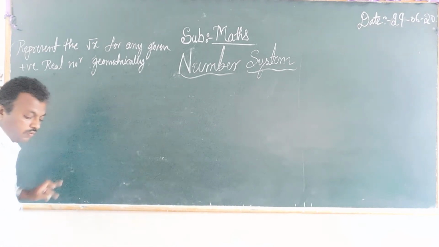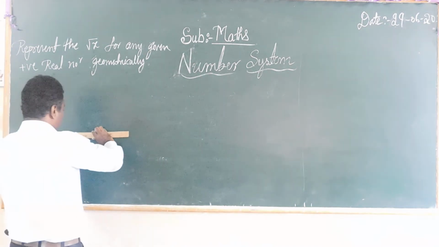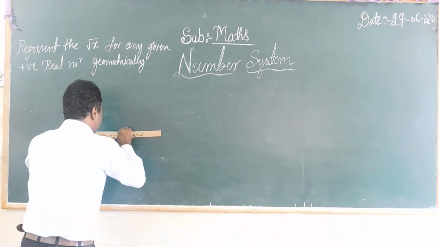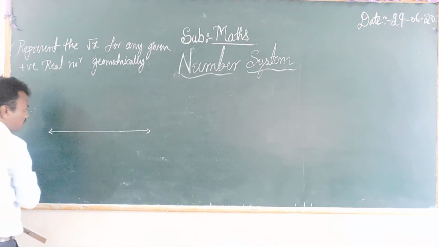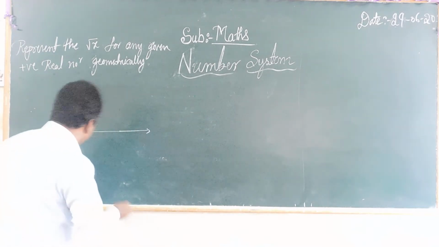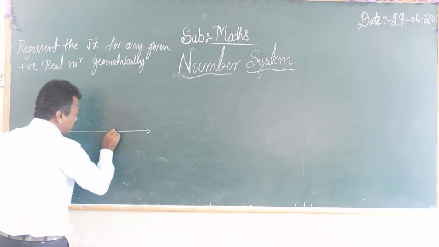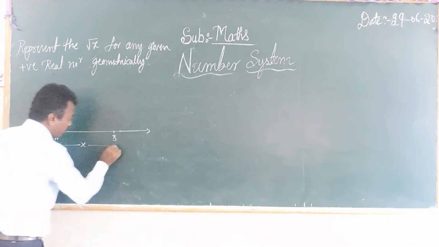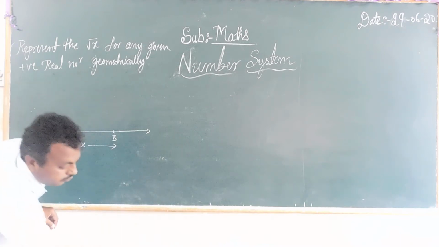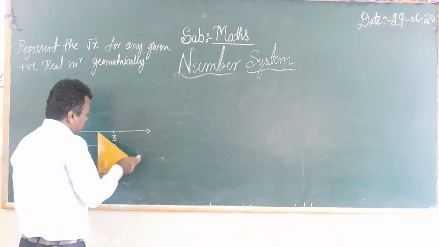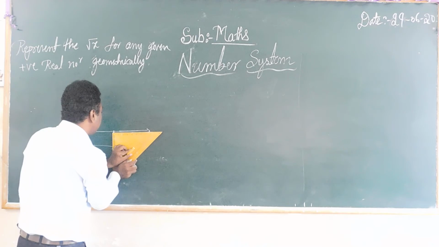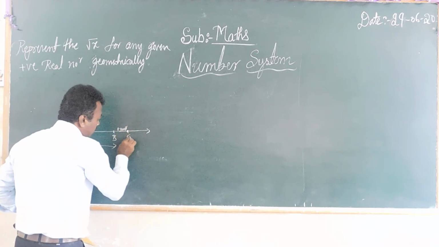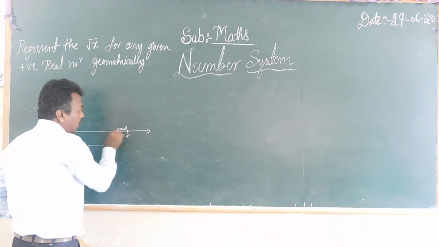So first we have to draw one line. I will mark A, and this is B. This length I will take as x. Now mark C from the point B at a distance of 1 unit. The mark C is from the point B at the length of 1 unit.